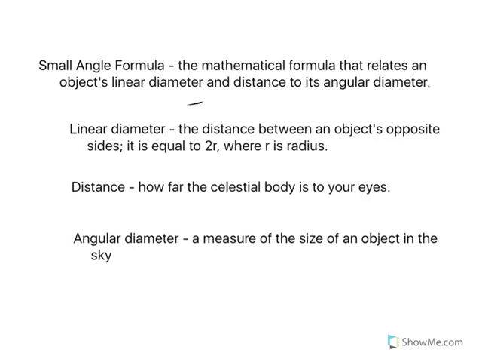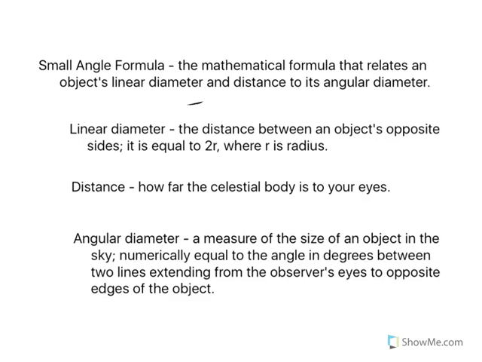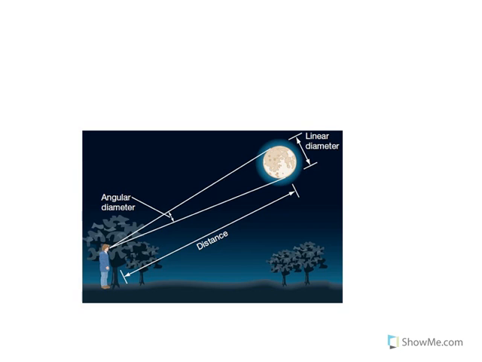Angular diameter is a measure of the size of an object in the sky. Numerically, angular diameter is equal to the angle in units of degrees between two lines extending from the observer's eyes to opposite edges of the object.